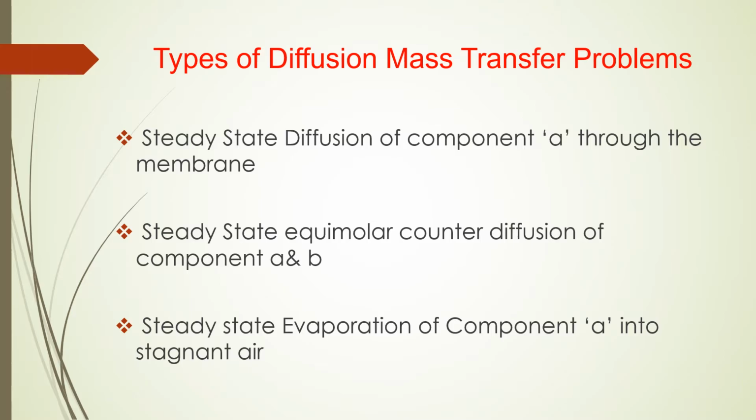In this video, we will see the different types of mass diffusion, mass transfer, and we will solve problems on each type. The first type is steady state diffusion of component A through the membrane. The second one is steady state equimolar counter diffusion of component A and B. And the third one is steady state evaporation of component A into stagnant air.